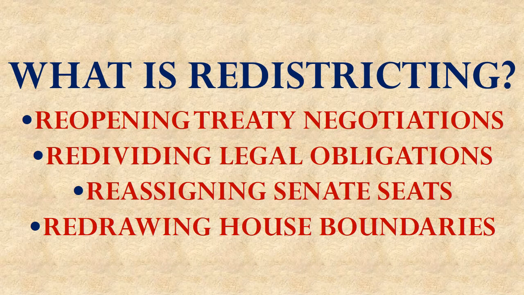What then is redistricting? Is it reopening treaty negotiations? Redividing legal obligations? Reassigning Senate seats? Or is it the redrawing of House boundaries? Redistricting is the redrawing of House boundaries. It's where legislatures have an opportunity to redraw the boundaries of their districts to make them better fit the population distribution in their state, as it has changed in the 10 years since the previous census.